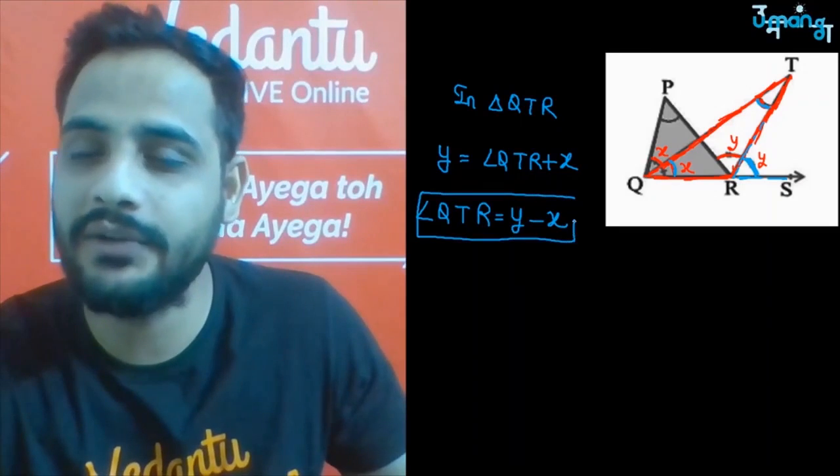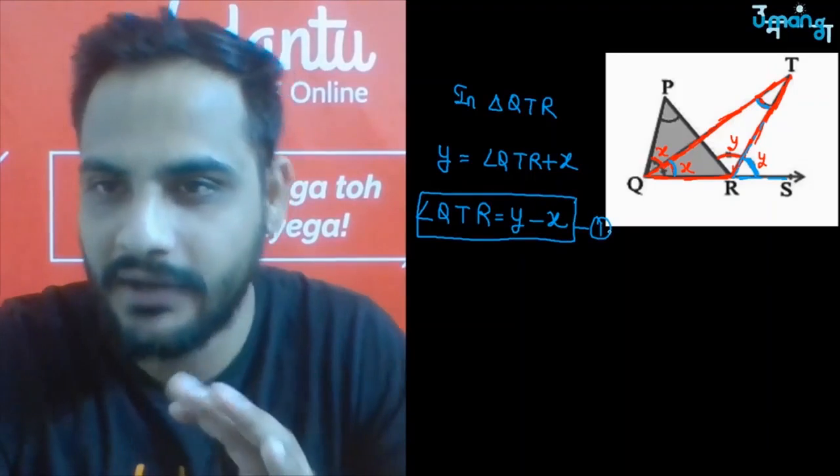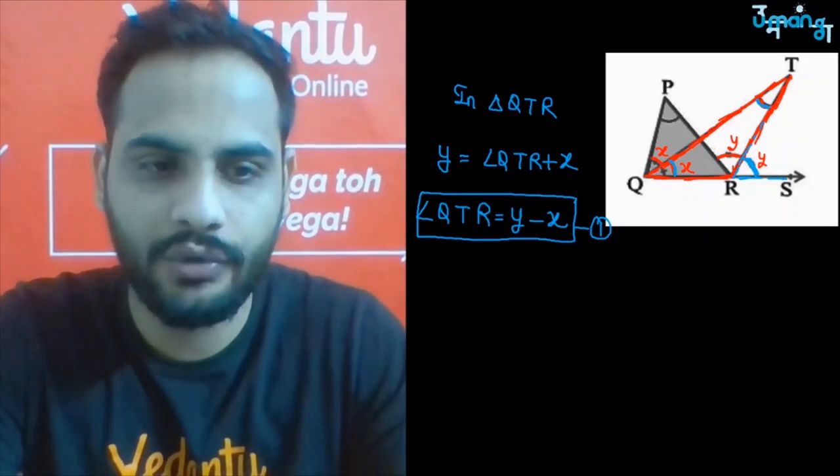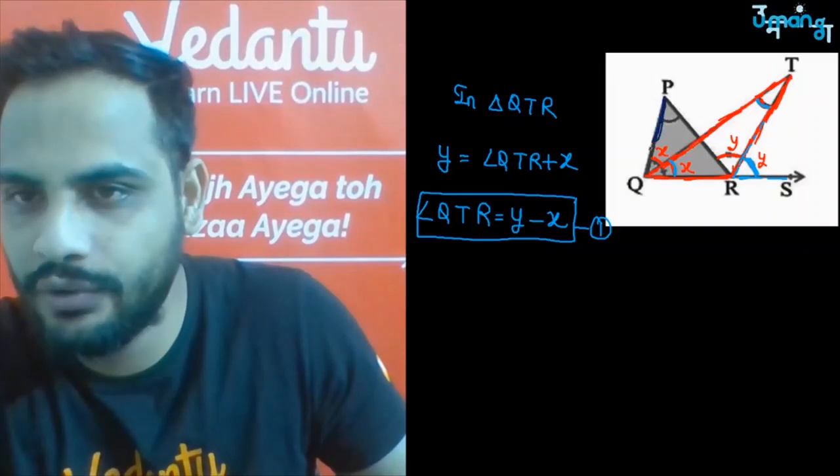Okay, I will tell you the easiest way, the absolute easiest way. Angle QTR is Y minus X. Now let's go for the second angle. What is the second angle? QPR. So for that we need to look at this triangle.